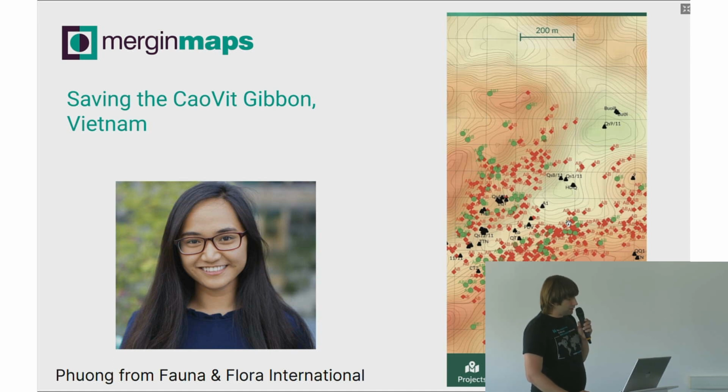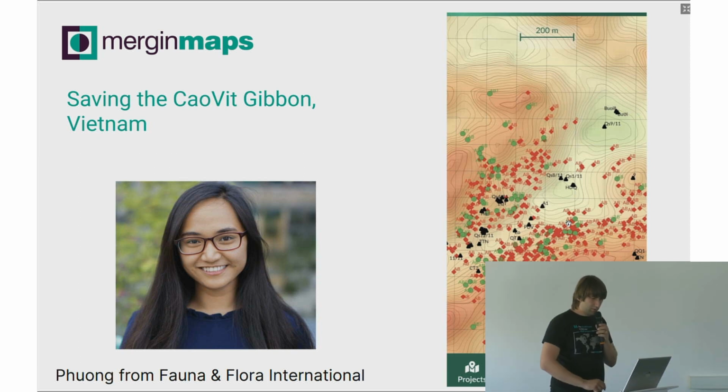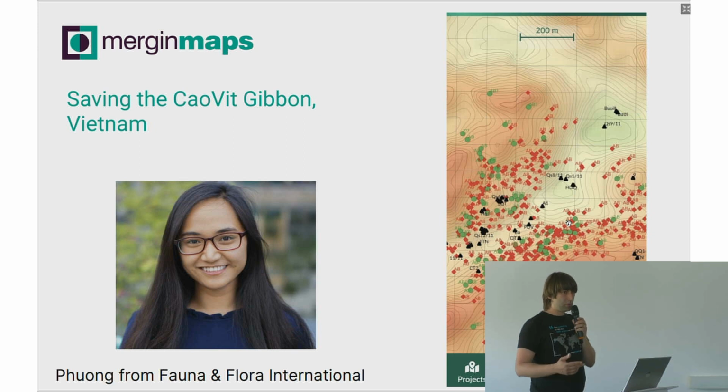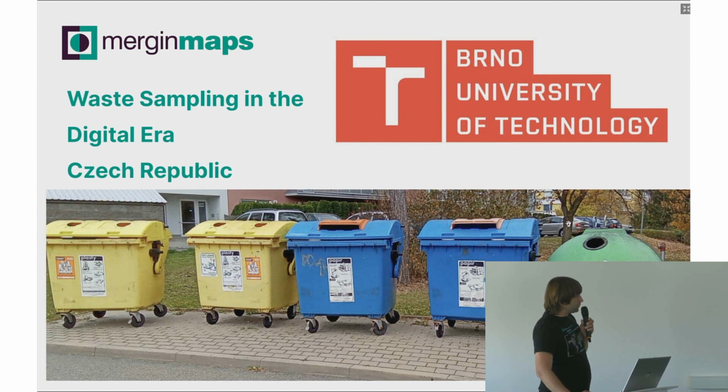So there is a team of, let's say, 10, 12 people going around the jungle and digitizing the positions of the homes of these animals. And then when they get back to the office in a few days, after being fully offline, they can synchronize data back to their infrastructure and do the analysis. This one is from the Czech Republic.